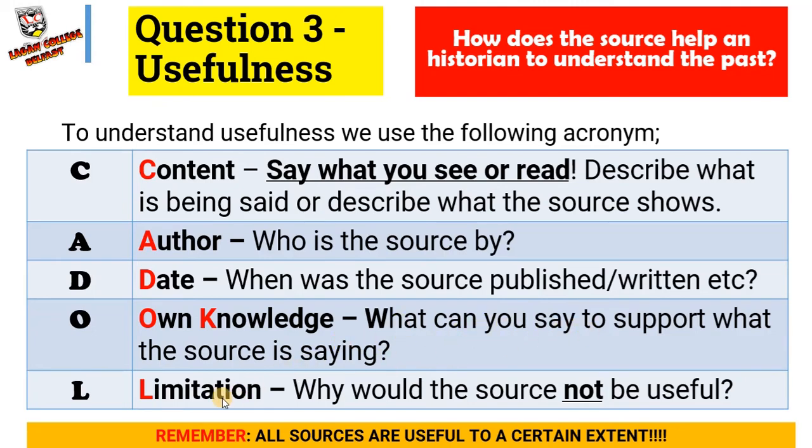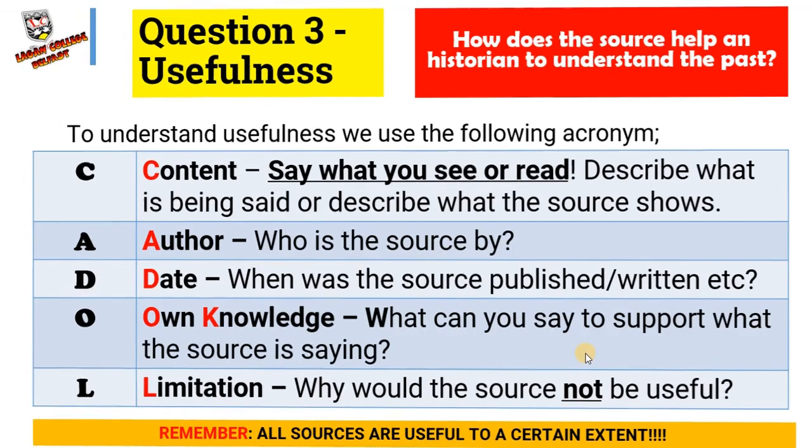Then finally, a limitation. Is there something in the source that contradicts what you know? That would be a limitation. Why else would the source not be particularly useful? And remember, all sources are useful to a certain extent. Never forget that all sources are useful. It might be from a very one-sided point of view, but they're still useful. Okay, if you remember that, you'll be fine.